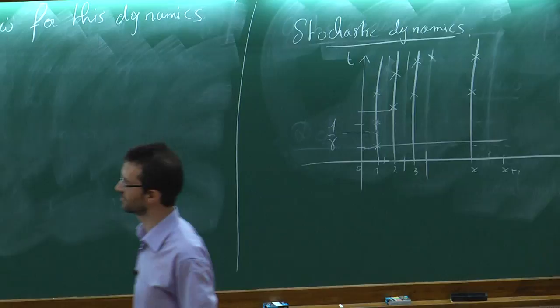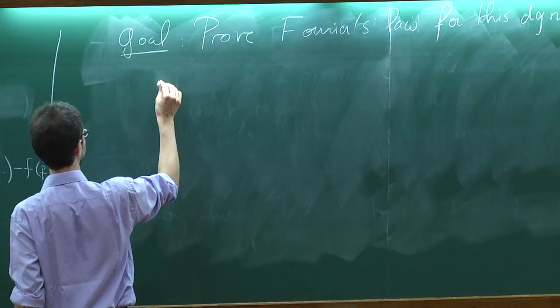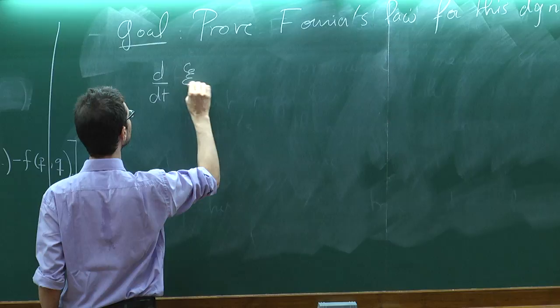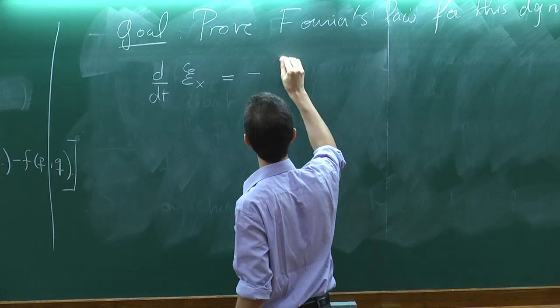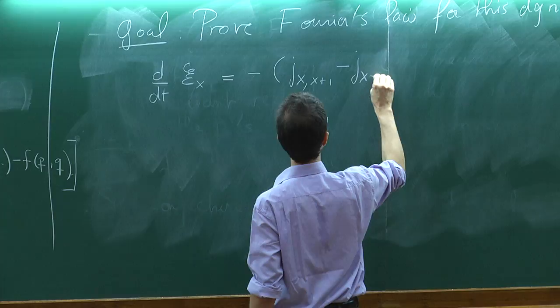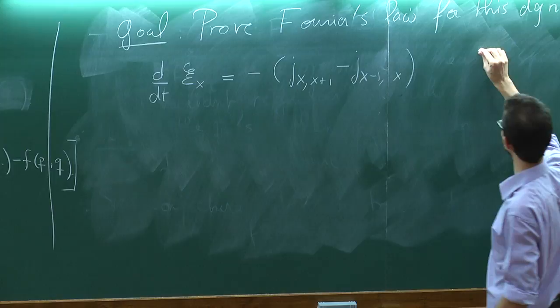Okay, so this dynamics is conservative in the energy. So it means that if you compute the time derivative of the energy, Ex, what you will get is some microscopic continuity equation in the form of minus Gx,x+1 minus Gx-1,x. So this is the discrete gradient.